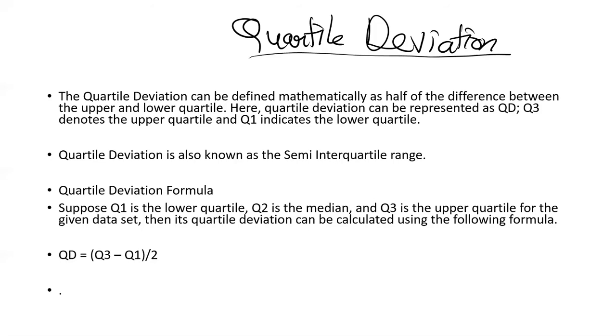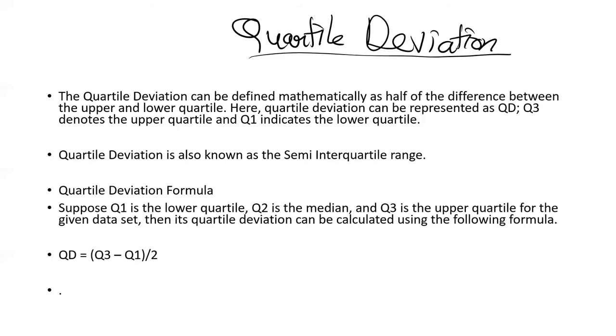That's why I am telling you this trick to remember that Q3 is the bigger number, so it will be the upper quartile, and Q1 is the smaller number, so it will be the lower quartile. Okay. Then quartile deviation is also known as the semi-interquartile range.